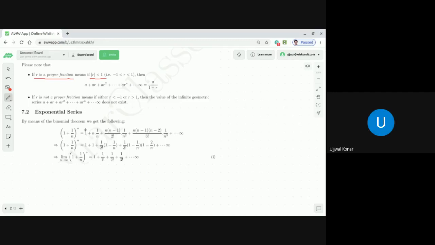So first term is 1, second term n into 1 by n, that is also 1, correct? Then third term is actually n square we are dividing, so 1 by factorial 2, 1 minus 1 by n, correct? Similarly, 1 by factorial 3, we are dividing, n cube is in the denominator, so we are dividing n with each one. That is n by n is 1, n minus 1 by n is equal to 1 minus 1 by n, and similarly n minus 2 by n is equal to 1 minus 2 by n, and so on.